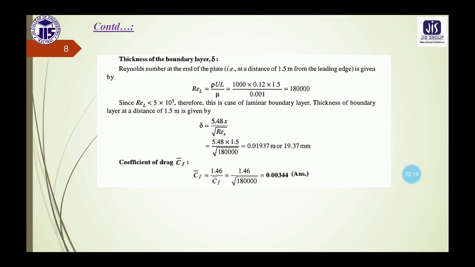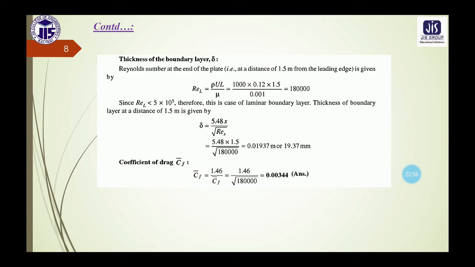So regarding these values of the Reynolds number, there is the lower critical Reynolds number 3.2 into 10 to the power 5, or the upper critical Reynolds number 5 into 10 to the power 5. These things we have discussed while discussing the concept of boundary layer. These are the things we need to consider to check if the value of the Reynolds number is less than the critical value. If it is less than that critical value, then we can say it is a condition of laminar boundary layer, or if it is beyond this critical value, then it will be a condition of turbulent boundary layer.